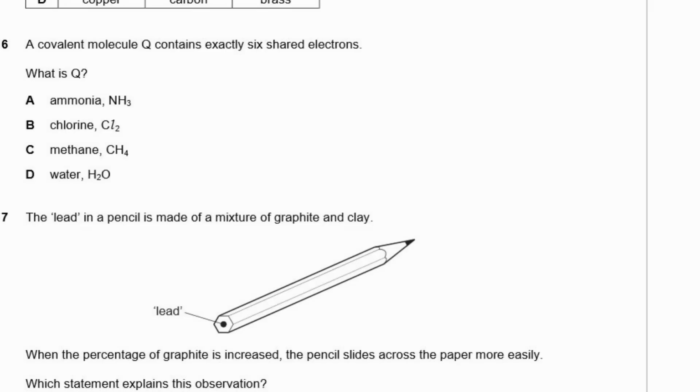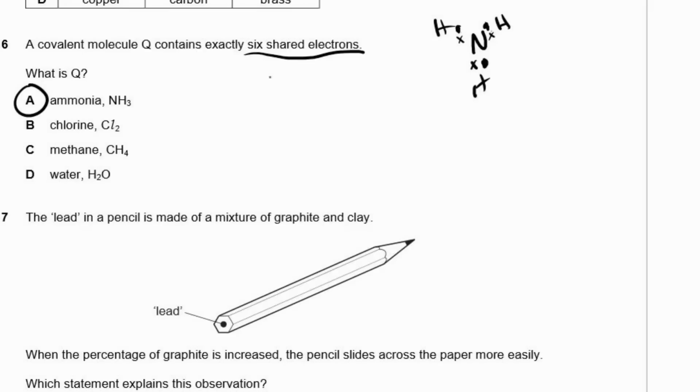Question 6. A covalent molecule Q contains exactly 6 shared electrons. What is Q? Is it ammonia? Well, ammonia has an N in the middle, NH3, with the H all evenly separated, so dot and cross diagram. One dot will be from one of the sets of atoms. It could either be 3 from the nitrogen or 1 from hydrogen, 1 from hydrogen, 1 from hydrogen. And we have a cross, 3 from nitrogen, and again 1 from hydrogen, 1 from hydrogen, 1 from hydrogen. So it will be ammonia because this is 1, 2, 3, 4, 5, 6.